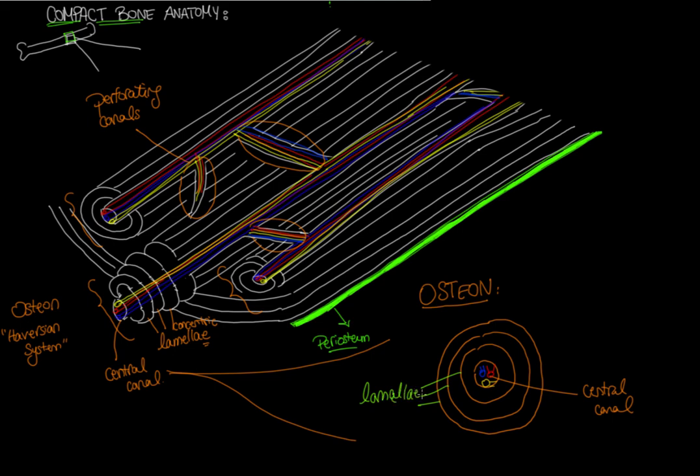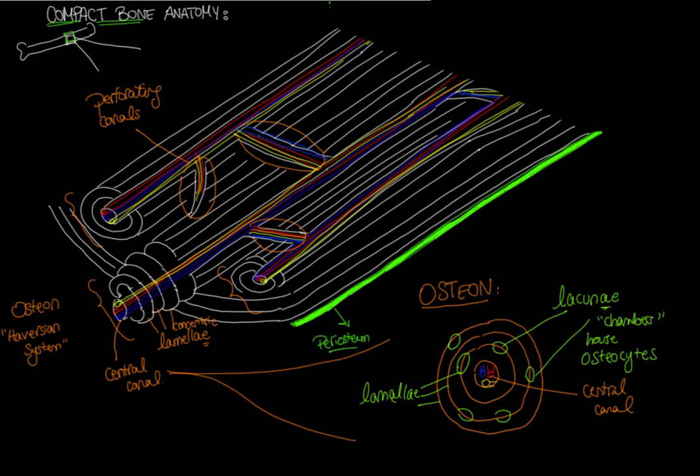Now what you don't see in this picture yet are little chambers that are going to be found inside these concentric lamella. And these chambers are what we call lacuna. Again, lacuna with an A for singular or lacunae with an E at the end for plural. And these lacunae are little chambers, and they're going to house your mature bone cells that we call osteocytes.